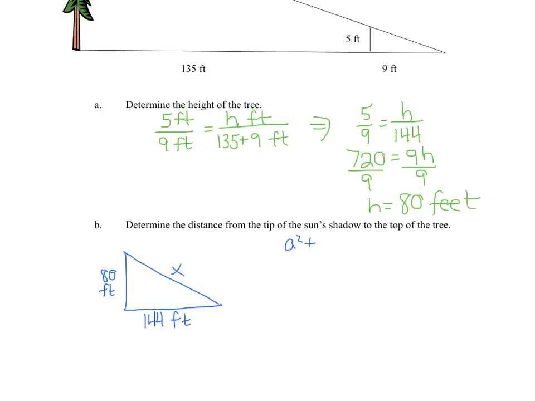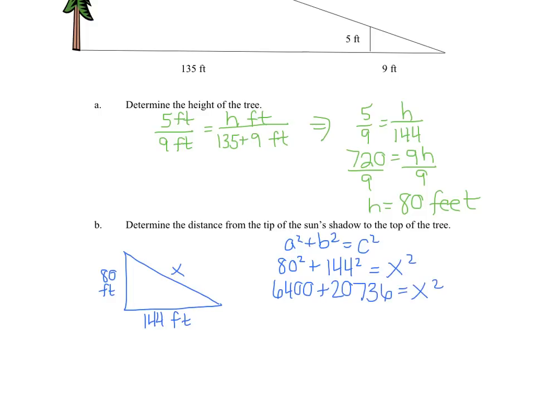So I'm going to use the Pythagorean theorem. a squared plus b squared equals c squared. a is going to be 80, so 80 squared, plus b, which is 144, so 144 squared, equals x squared. 80 squared is 6,400. 144 squared is 20,736. And the sum of those two numbers together is 27,136, which is going to equal x squared.